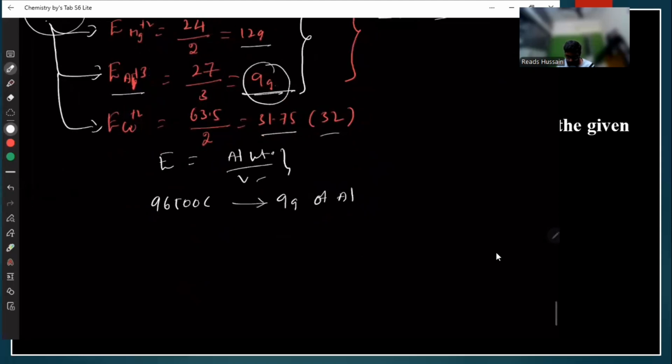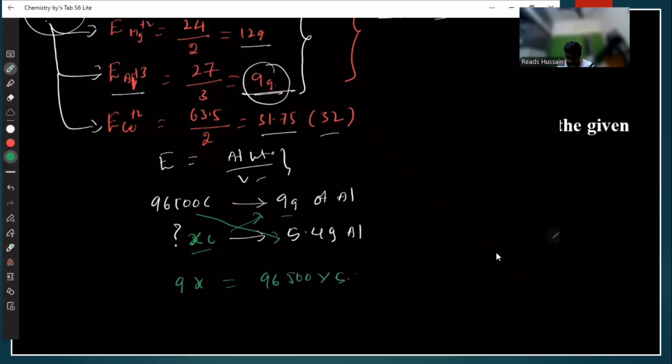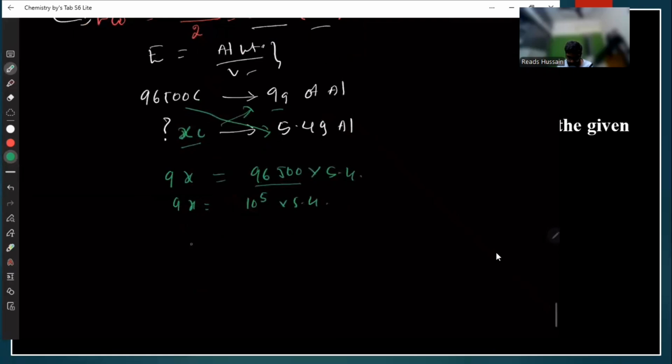Then our question is how much current is required to get 5.4 grams of aluminum. That is our question. That's all very simple. You do cross multiplication. So let it be x coulombs. We don't know this. Do cross multiplication. x into 9. So 9x is equal to 96,500 into 5.4. I just told you, take 1 lakh in the place of 96,500. Then 9x is equal to 10 to the power of 5 into 5.4. Then what is the value of x? x is equal to 10 power 5 into 5.4 by 9.